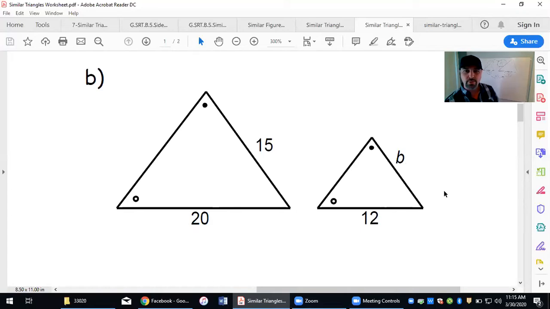So go ahead and pause your screen, work this one out, set up a proportion, cross multiply and divide, okay? Go ahead and do that.